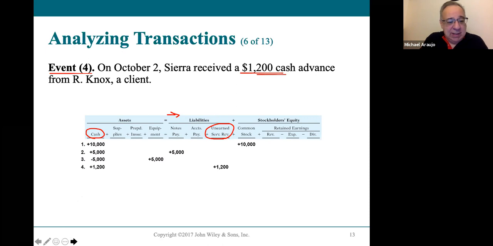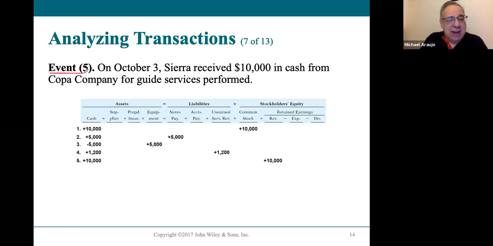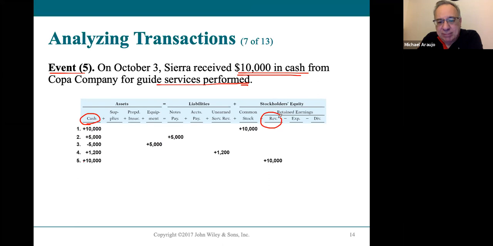Okay, let's keep going. Event number 5 here. We received more cash. I mean, this cash is like a busy account. So we received $10,000 in cash for guided services performed. So we basically did some work and we got paid for it. We thought about this. We said, okay, we have more cash. Yes, we do. But we performed work, and that is service revenue. We have more service revenue.